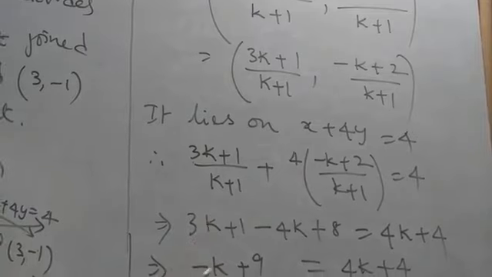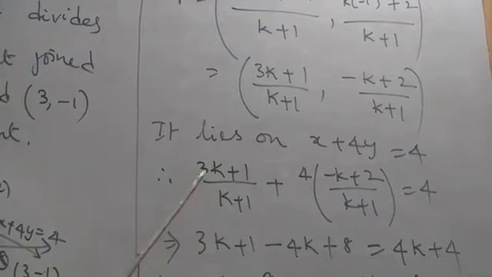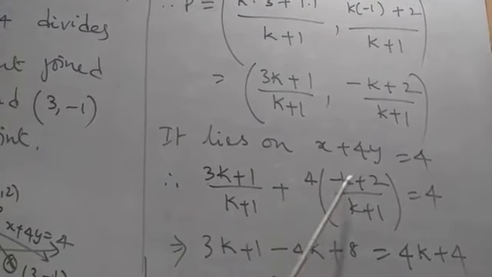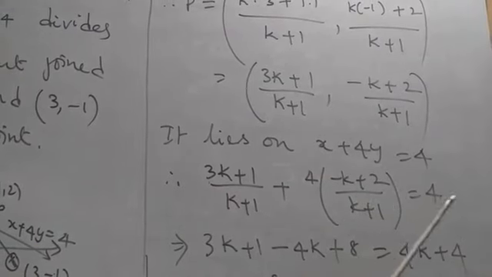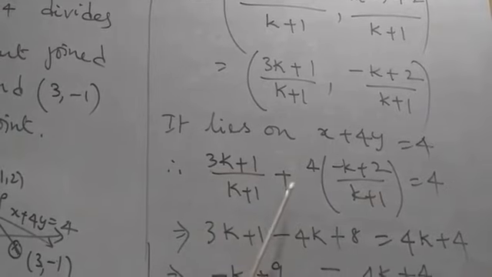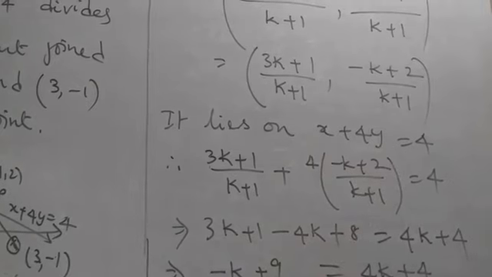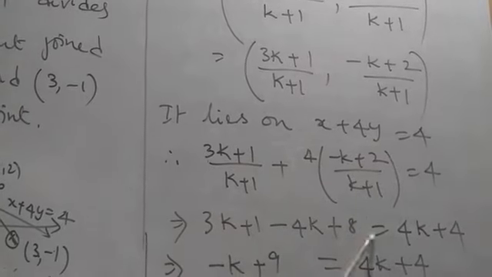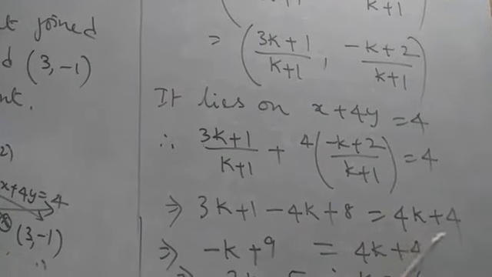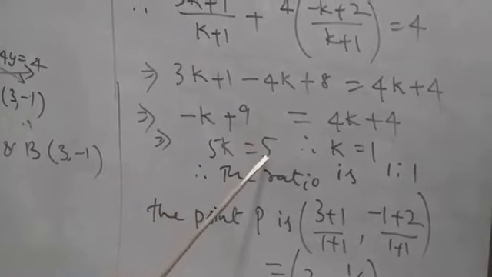Therefore this point satisfies this linear equation. So substitute the values of x and y in the given equation. So (3k plus 1)/(k plus 1) plus 4 of (-k plus 2)/(k plus 1) equals 4. If you simplify, 3k plus 1 plus 4 into -k plus 4 into 2, that is 3k plus 1 minus 4k plus 8, equals, here both of them are like fractions, k plus 1 will go to multiply 4. So 4 into (k plus 1) is nothing but 4k plus 4. If you simplify, we get 5k is equal to 5 and hence k equals 1.